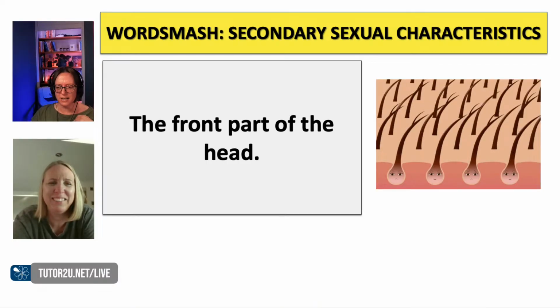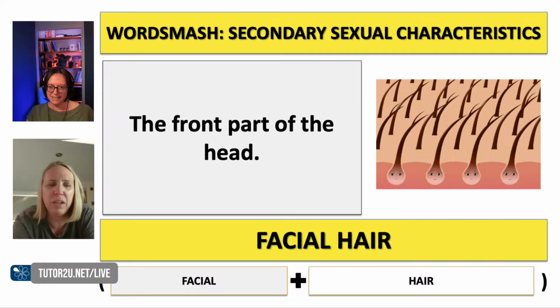Okay. I think this is the last one of these fun picture rounds. So secondary sexual, the front part of the head, and something is happening in the picture. That picture's quite cute. Liv says facial hair. Poppy says hair growth. Charlie said pubic hair growth. Hopefully not on the front part of her head. So yeah, Liv's right with facial hair, isn't she? And Becca, well done. Awesome. Well done, everybody. Really good. So obviously for males, but yeah. Facial hair, well done.